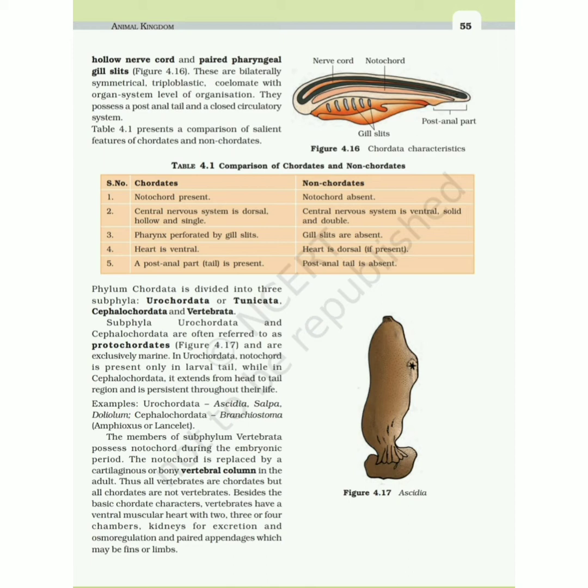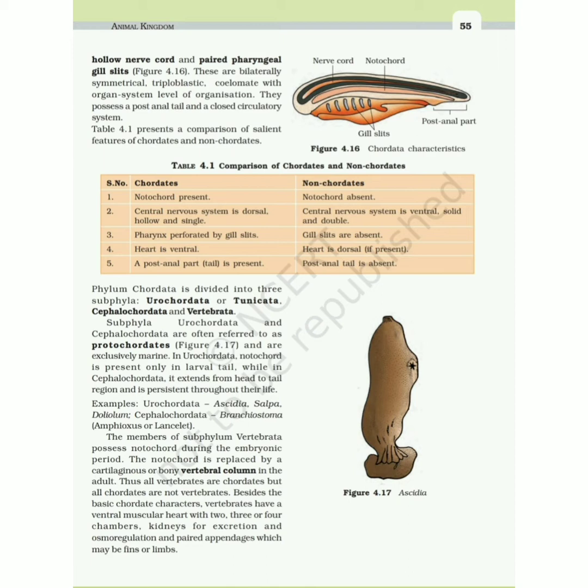These are bilaterally symmetrical, triploblastic, coelomate with organ system level of organization. They possess a post-anal tail and a closed circulatory system. Table 4.1 presents a comparison of salient features of chordates and non-chordates. Phylum Chordata is divided into three subphyla: Urochordata, Cephalochordata and Vertebrata. Subphyla Urochordata and Cephalochordata are often referred to as protochordates, figure 4.17, and are exclusively marine.